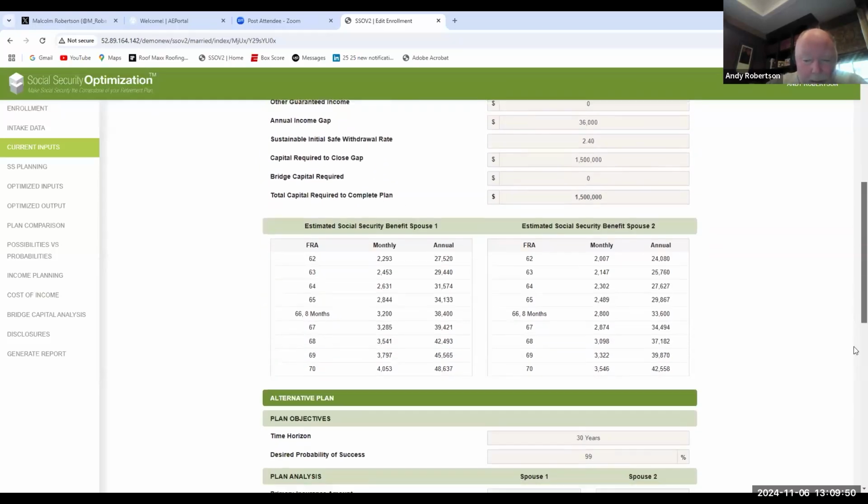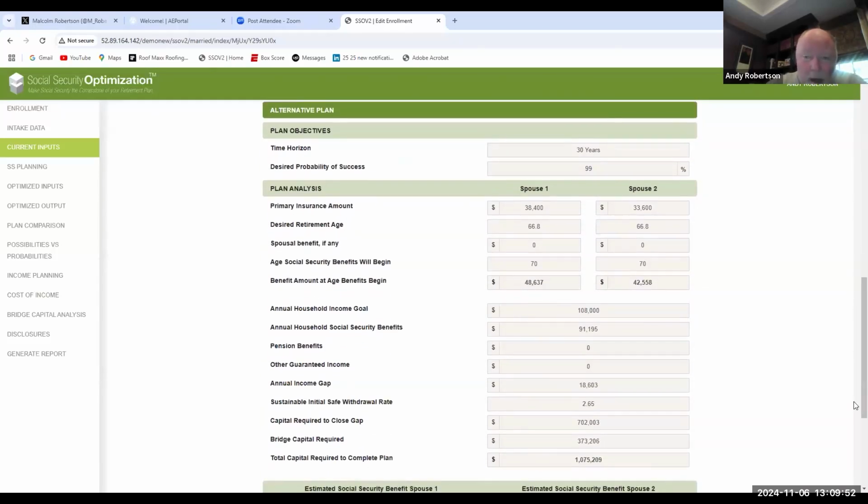Now, what if we wait? Will that have any impact on the outcome and the capital requirement? Real simple, 108,000 less the higher Social Security benefits leaves us with 18,603. The initial safe withdrawal rate now is no longer 2.4, it's 2.65 like we talked about. 702 is what we need to close that income gap.